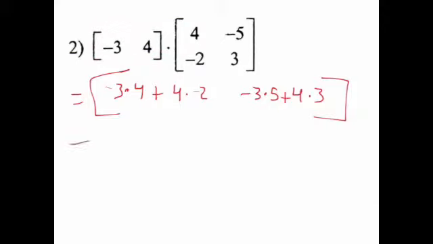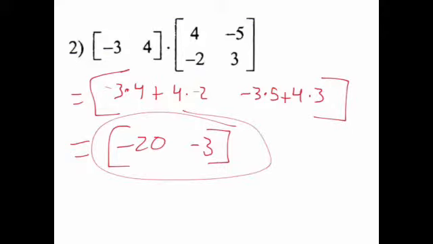And so when I do that multiplication and add them up, I'm going to get negative 12 plus negative 8, which is negative 20. And right here, negative 15 plus 12 is going to give me negative 3. And that's my matrix for 2.